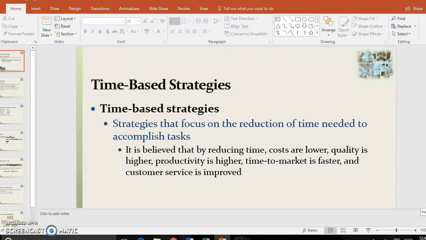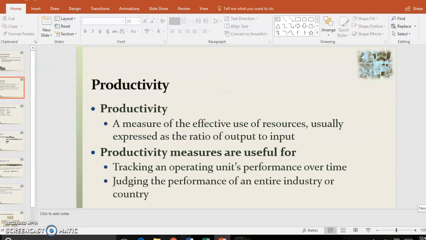I like to do a screencast if I can on some of the calculations that we do as part of our course here. And today's discussion for Chapter 2 is on productivity, basically time-based strategies, trying to use time-based strategies to accomplish tasks. The assumption is that by reducing time, you're making costs lower, you're enhancing quality, productivity is higher, time to market is faster, and you're able to provide more effective customer service.